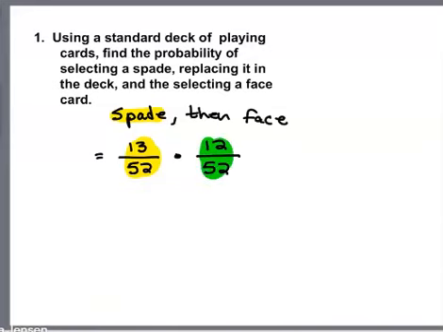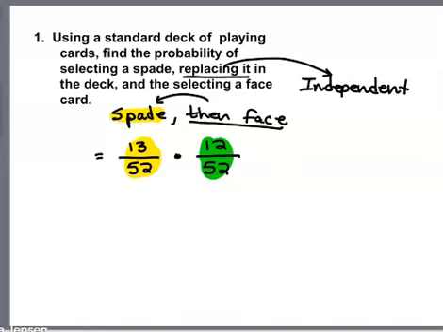And the reason it is independent, so I'm just going to write that, it's independent, is because we replaced it. When we picked the face card, it was not at all affected by the fact that we pulled a spade in the first place, because we put the spade back. So then there's still the same deck of cards. There's still 52 cards in the deck. So this is why that's called independent. It's because we replaced it that it's independent.